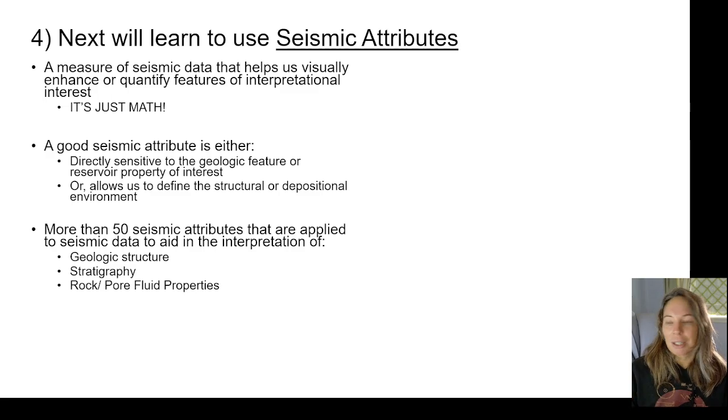I keep saying every time I give this lecture that I want to add up how many seismic attributes there are, but I think that would take me a long time. There's definitely more than 50 of them. We could probably come up with 100 seismic attributes. Whether they're all useful is up for debate, or significantly different from each other.